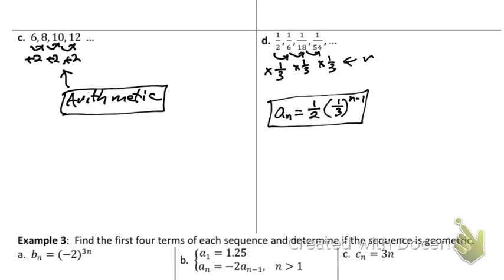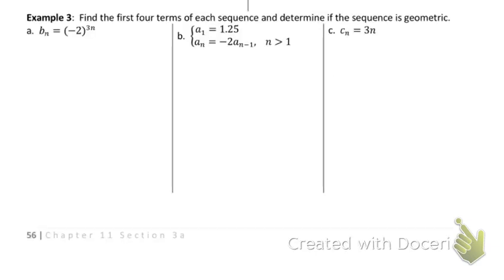All right, continuing on. The next one says, find the first 4 terms of each sequence and determine if the sequence is geometric. I, in fact, already know that first one is a geometric sequence. It is negative 2 to the nth power. I know it's 3 times n, but it is to the nth power. In fact, you could rewrite this. Negative 2 to the third would be 2 times 2, which is 4, times 2 is 8, and it'd be negative. You could rewrite this as negative 8 to the nth power. So in fact, this is a geometric sequence that you're multiplying by negative 1/8.